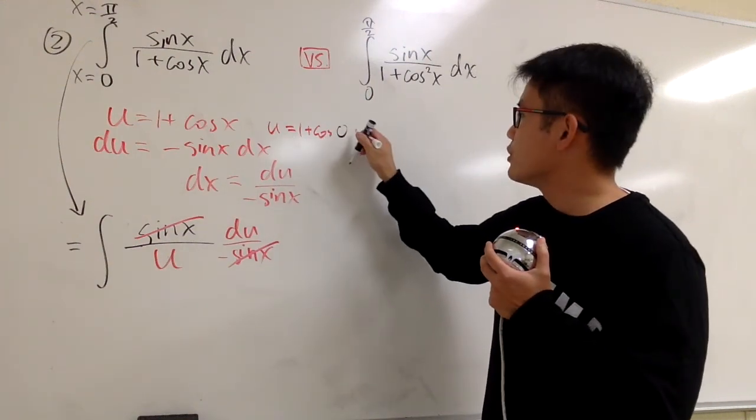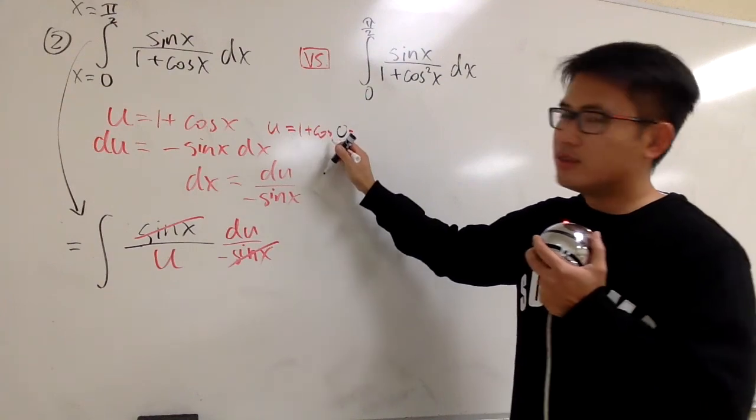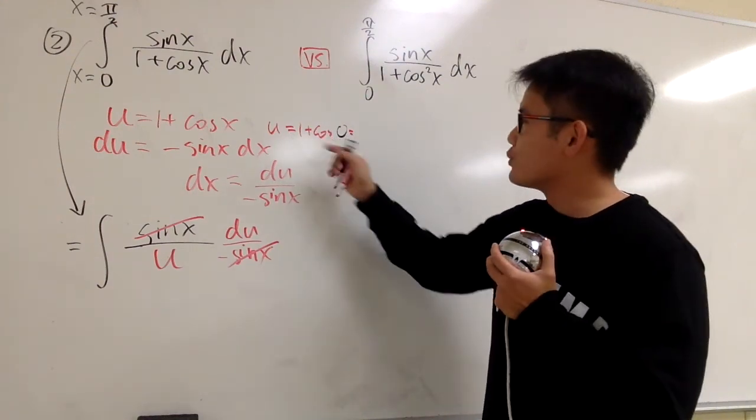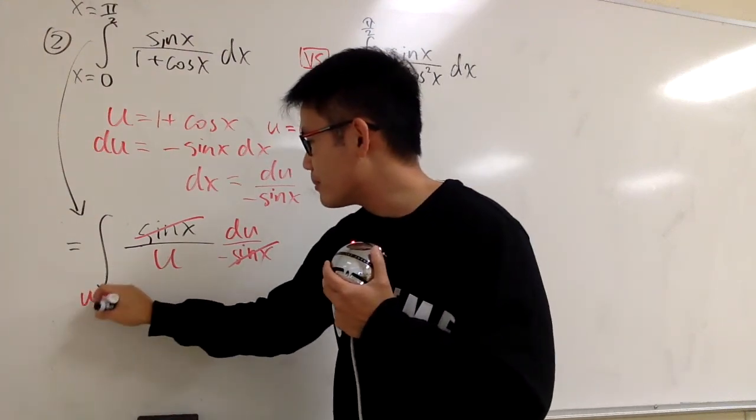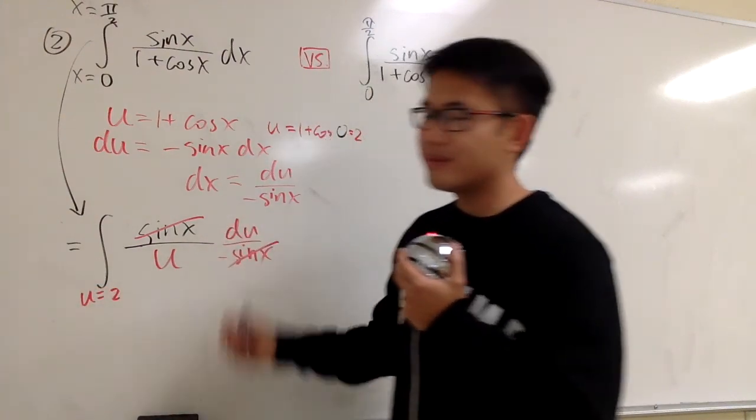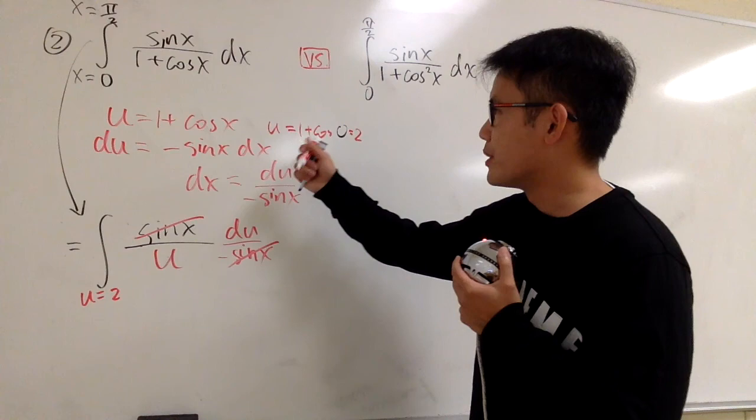And you see this is going to be what? Cosine 0 is 1. 1 plus 1 is 2. So we have a 2 right here. That means the bottom number is u equal to 2, right? And let's look at an upper number.